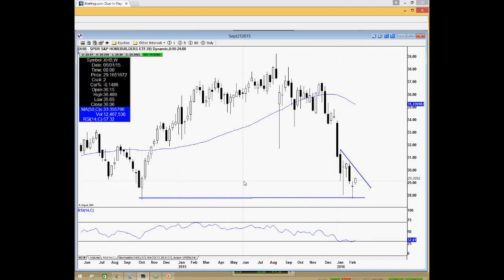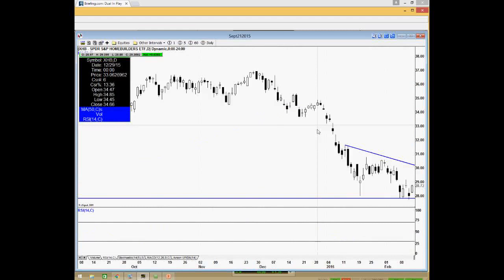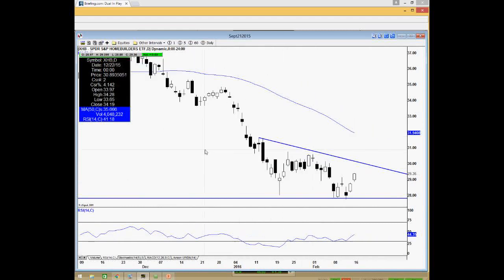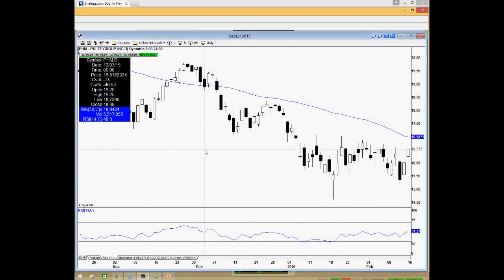This is as fast as my analysis goes. So what I'm going to do is write down housing stocks, and later on tonight I'm going to go through 5 or 6 names, I'll just go through Pulte, or I'm drawing a blank here, Lennar.